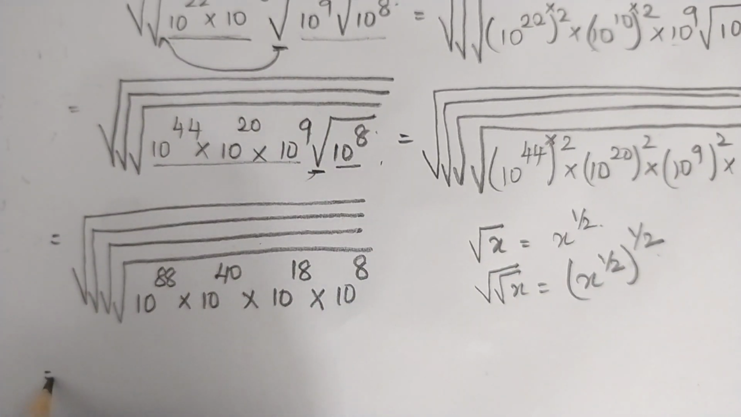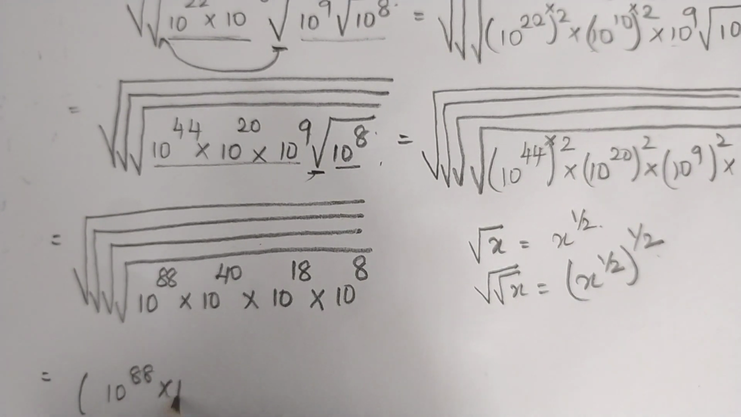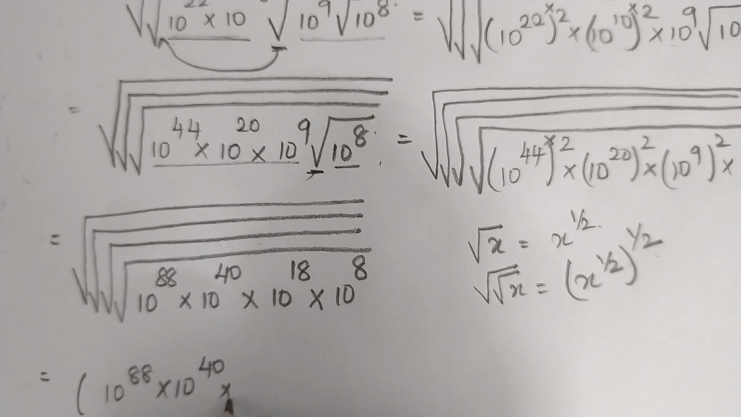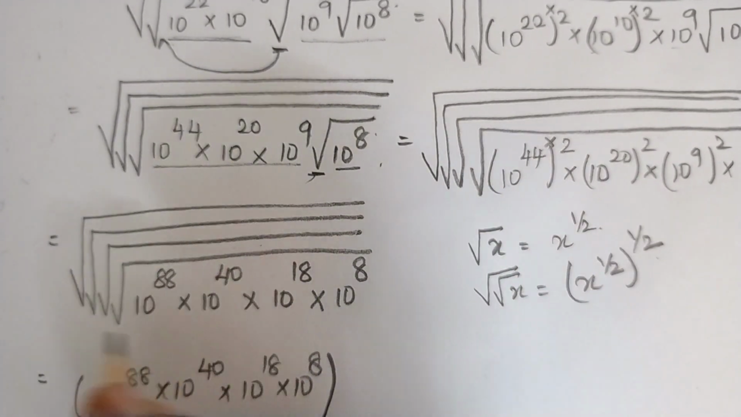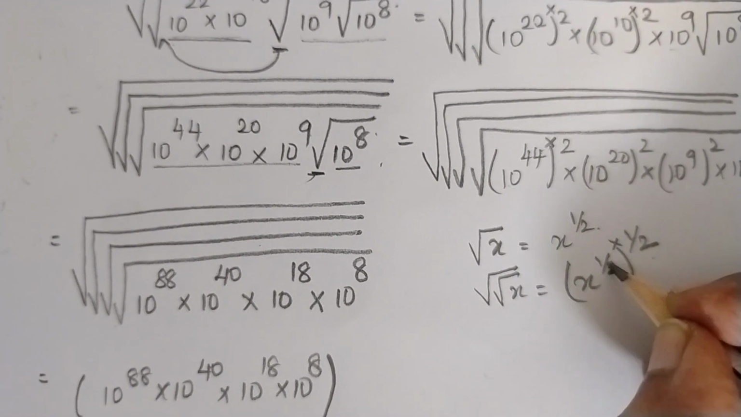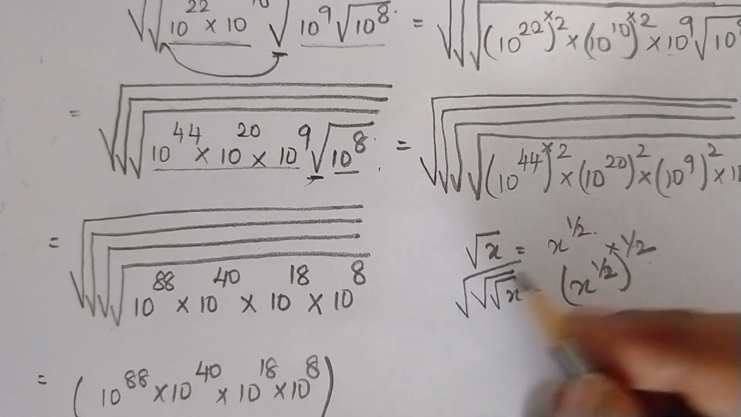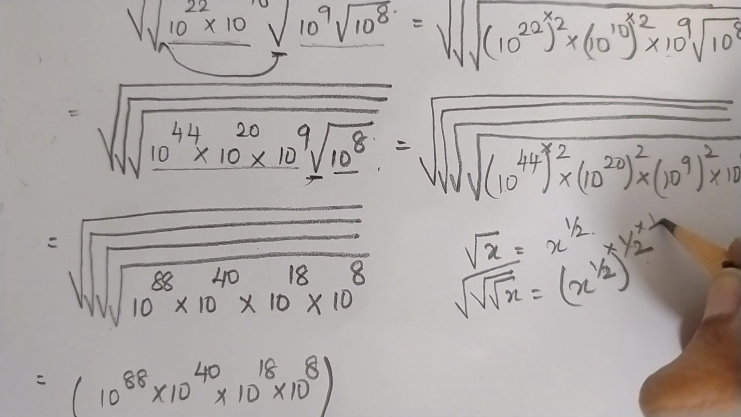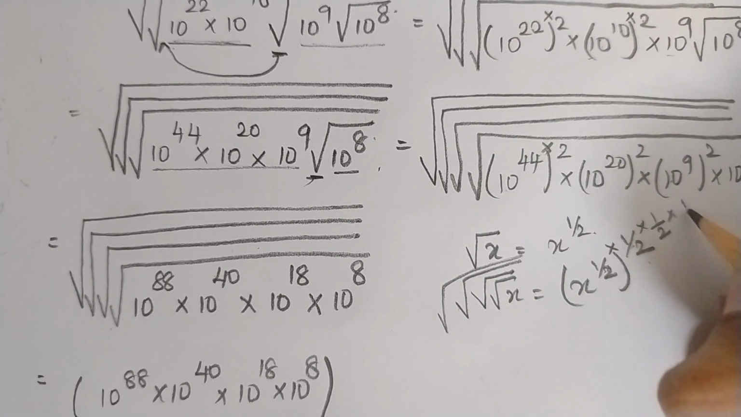Therefore, this becomes, take this, okay? The inside term is 10 power 88 into 10 power 40 into 10 power 18 into 10 power 8, the whole power. So, if it will be like this, we are able to multiply this entire term. So, if it has another root, then what ought to be done? Again, it gets multiplied by another 1 by 2. Similarly, if I add another root, then it gets multiplied by 1 by 2.